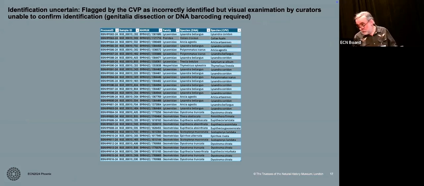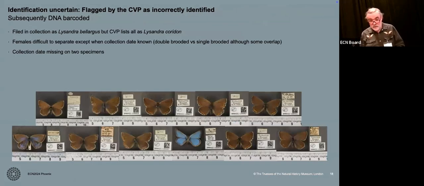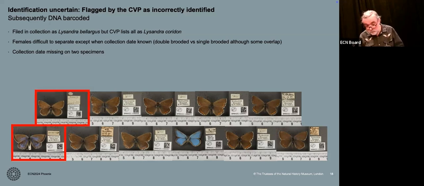And where identification was uncertain, we managed to get 32 specimens put onto a DNA barcoding plate and got the results from that. So here we have Lysandra bellargus, the Adonis blue, and the CVP lists them all as Lysandra coridon, the chalkhill blue. I mean, the females are very difficult to tell apart sometimes, but you can separate them on collection date because bellargus is a double-brooded species in the UK, so you get a May-June emergence and an August-September emergence, whereas coridon tends to fly in July-August. So if there's an August specimen, you could be not quite sure which one's which. And you see the first two specimens here have no date, which isn't very helpful. But anyway, after they were all barcoded, they all turned out to be bellargus. They were right in the first place.